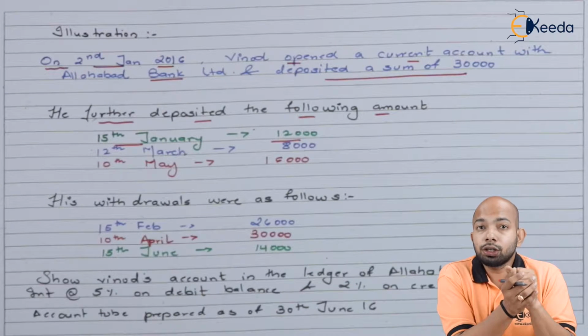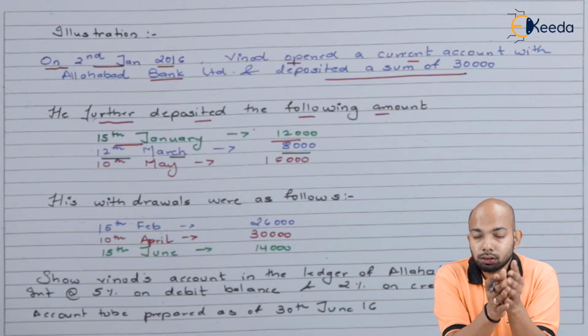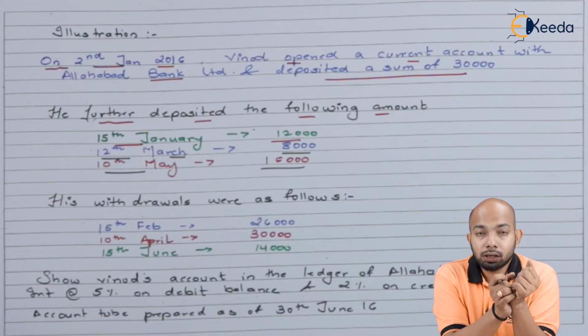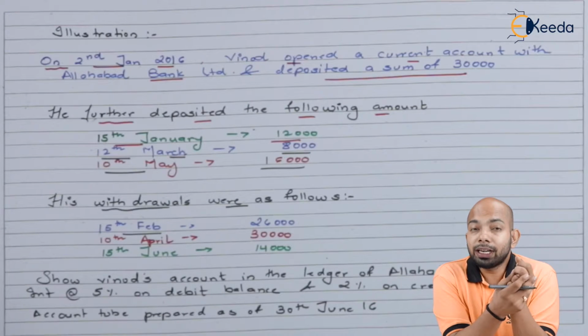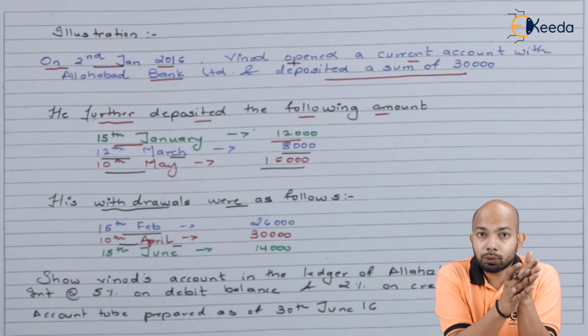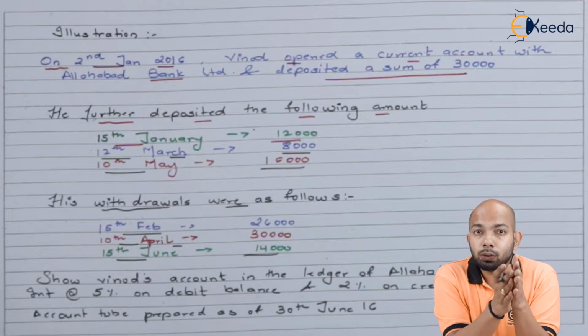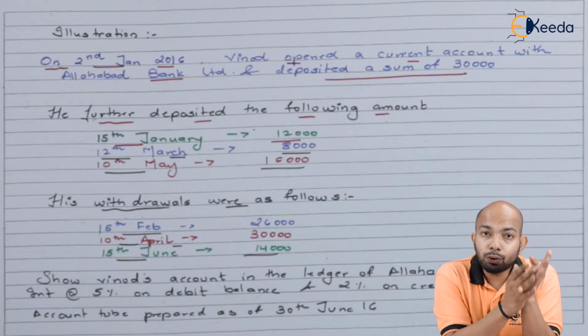15th of Jan he deposited 12,000 as an amount. 12th of March he deposited 8,000. 10th of May around 16,000. Apart from that, he made certain withdrawals as well. 15th of Feb, he made a withdrawal of 26,000. 10th of April, he made a withdrawal of 30,000. 15th of June, he made a withdrawal of 4,000. 15th of June, he made a withdrawal of 14,000.